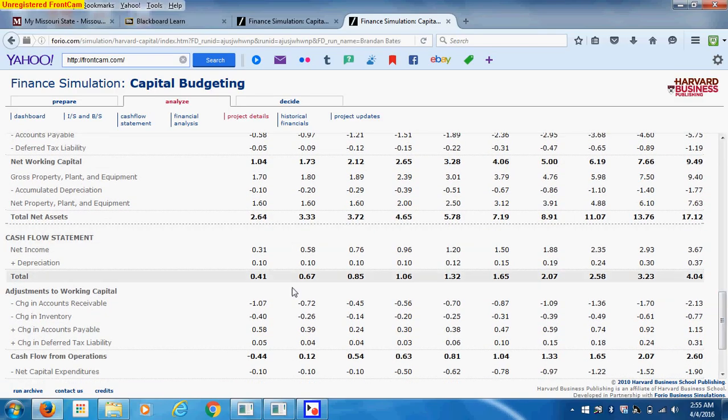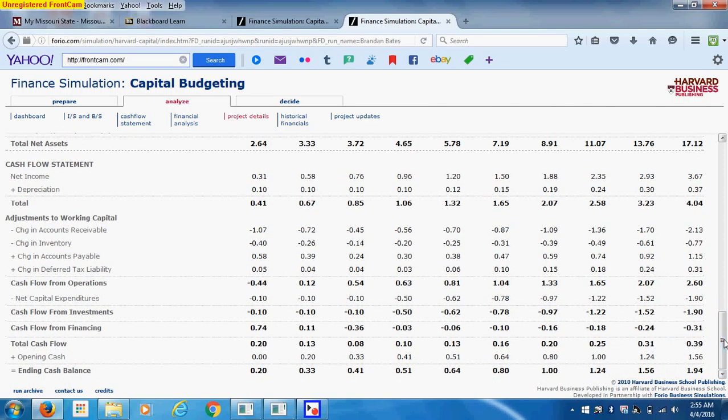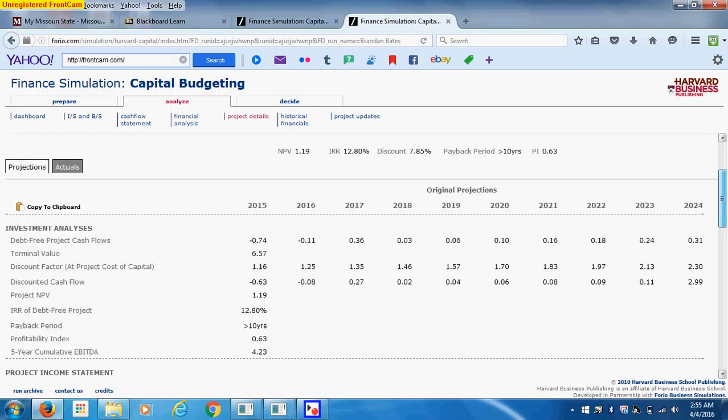Looking at the cash flow statement, it is producing all positive numbers, no negatives, which is good. And so is the ending cash balances. So at that time, this was the most profitable of choices.